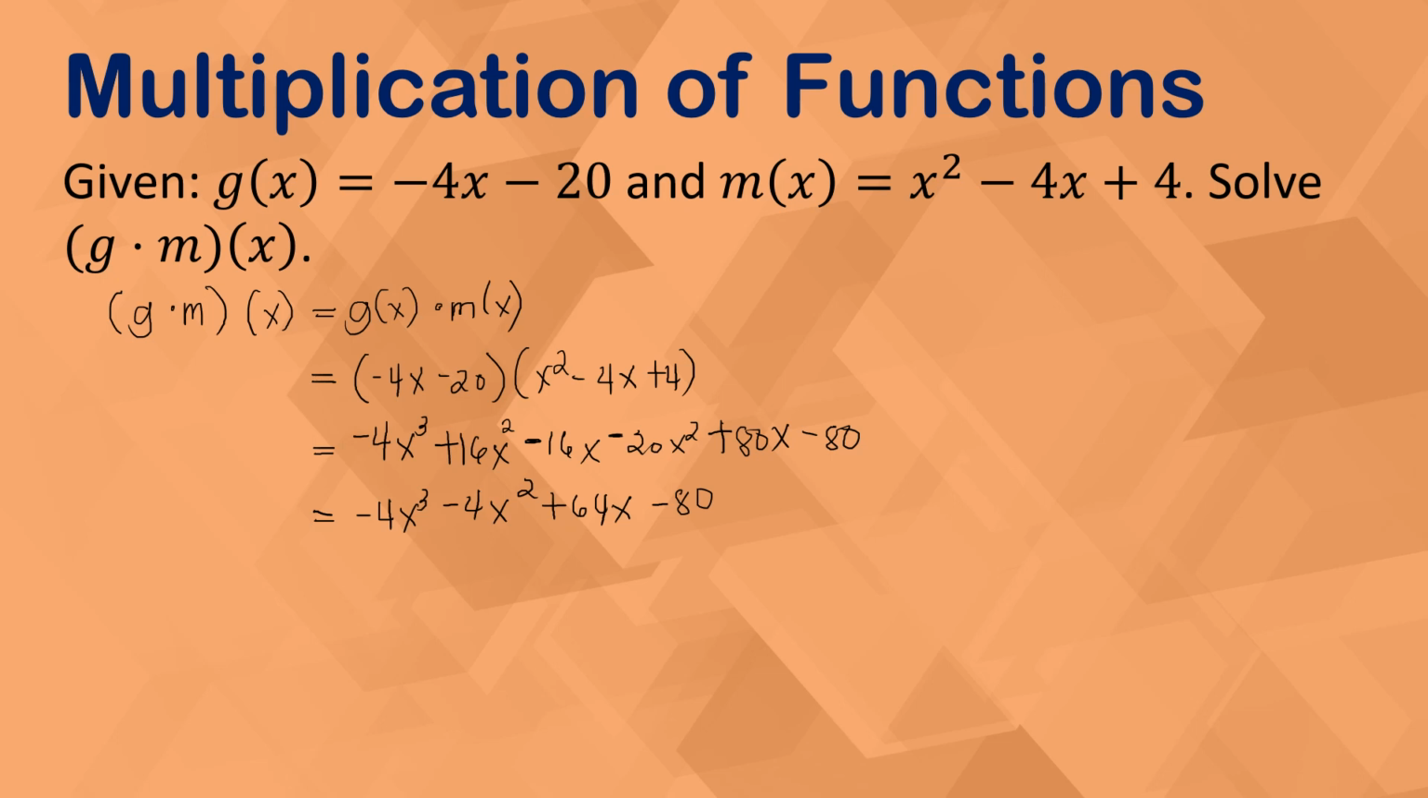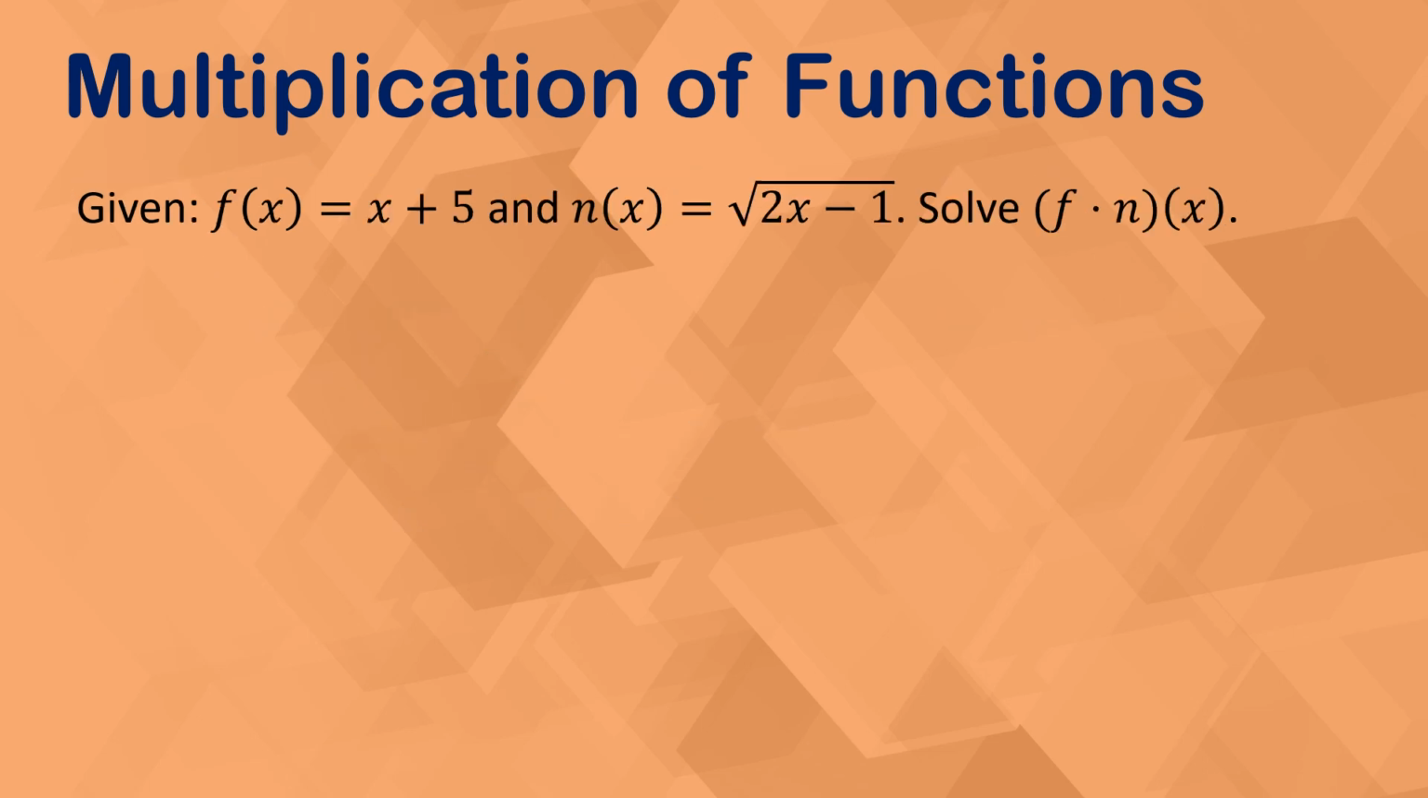For the domain, okay, so one function is a linear function, that is the g function, and the other function m is a quadratic function. But take note that their domain is the set of all real numbers. Okay, so the domain of g times m is still the set of all real numbers.